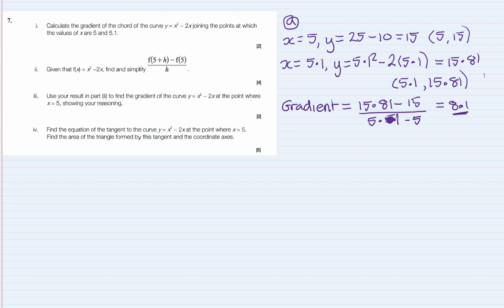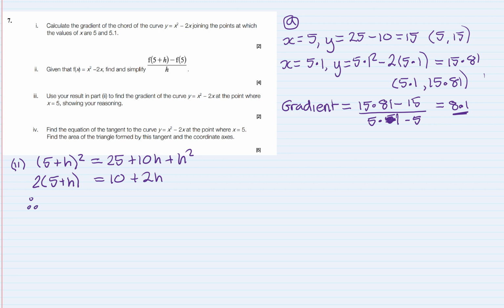For part 2, we've got that f of x equals x squared minus 2x. So we want to find and simplify an expression for f of 5 plus h minus f of 5 over h. So we've got f of 5 plus h squared. Let's just start by expanding out 5 plus h squared. That's equal to 25 plus 10h plus h squared. And we know that 2 times 5 plus h is equal to 10 plus 2h.